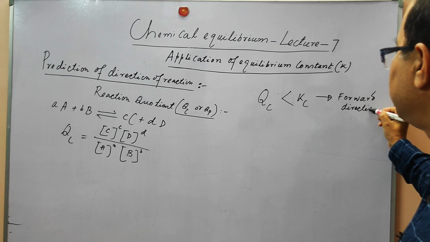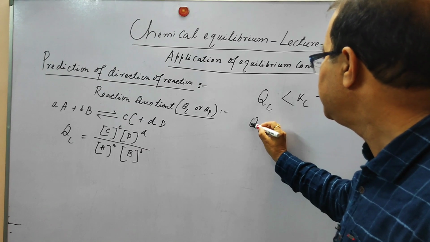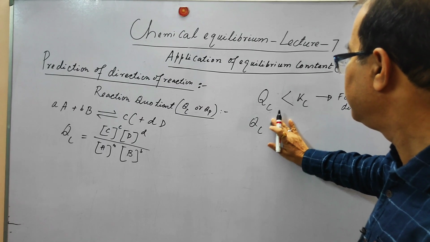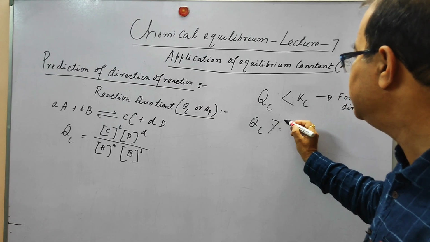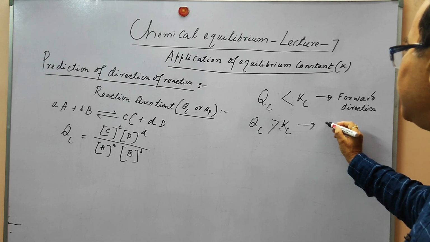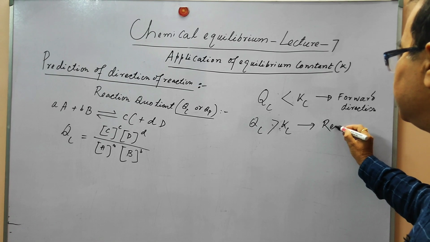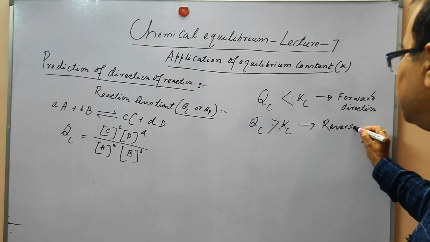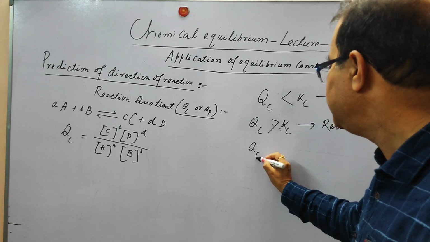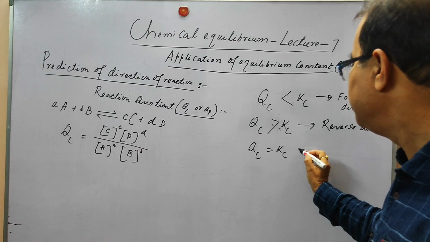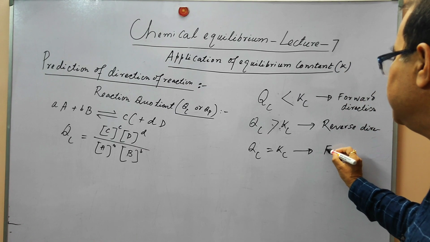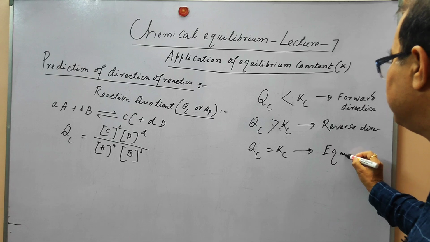When Qc is greater than Kc, then the reaction goes in the reverse direction. When Qc is equal to Kc, the reaction is at equilibrium. This is the equilibrium point.